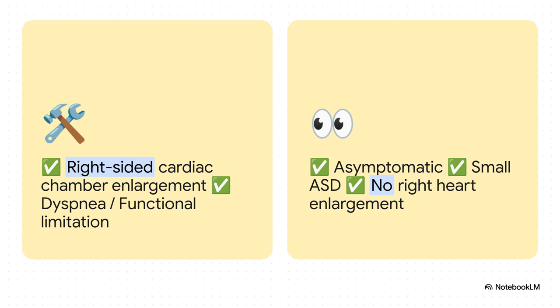So it basically boils down to this. We're going to recommend closure if you see clear evidence on the echo that the right heart is getting bigger, or if the patient is actually having symptoms, like getting short of breath. But if you've got a patient who feels totally fine, the ASD is small, and their right heart looks perfectly normal on imaging, then we can just watch and wait. We'll monitor them, but no need to intervene just yet.